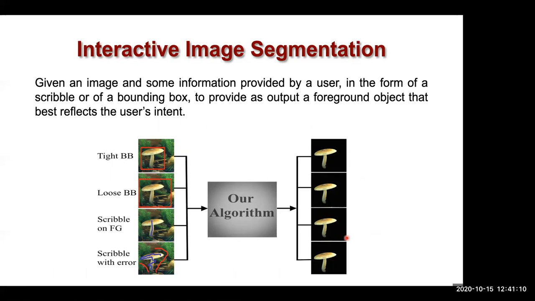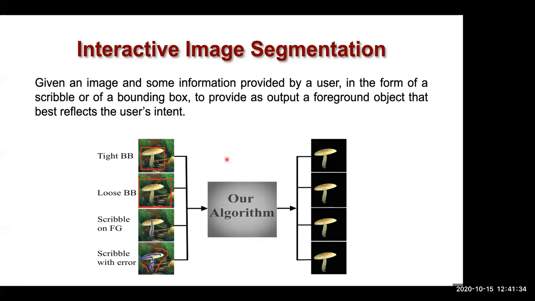Here we are given an image like this one, and there's a user who provides you some information concerning the objects he or she is interested in. For example, the user might draw a bounding box around the object of interest, maybe a tight bounding box like this one, or a loose bounding box like this one.